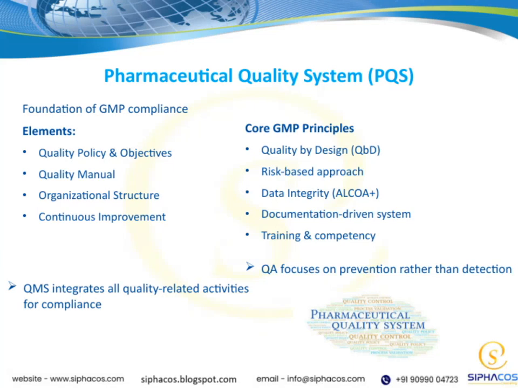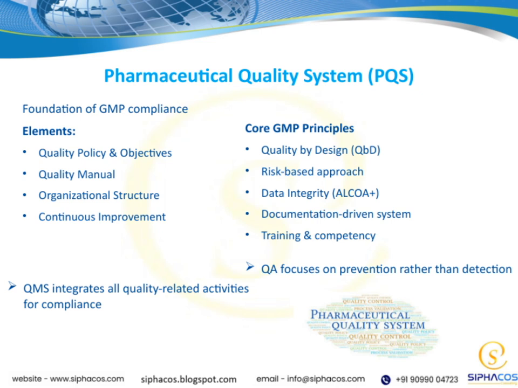On this slide, we see that the Quality Management System, or QMS, is designed to integrate all quality-related activities to ensure compliance across the board. It's the backbone that keeps everything aligned with regulatory expectations. Let's focus on some core GMP principles that underpin this system. First, quality by design, or QBD, emphasizes building quality into the product from the very beginning, rather than just testing it at the end. It's about understanding processes deeply to prevent issues proactively.